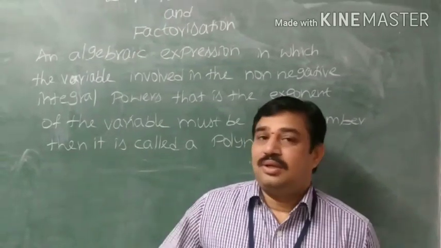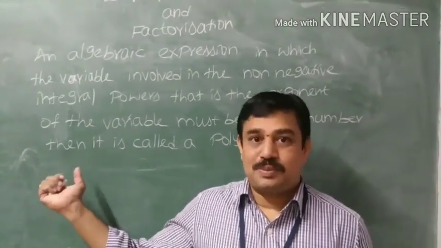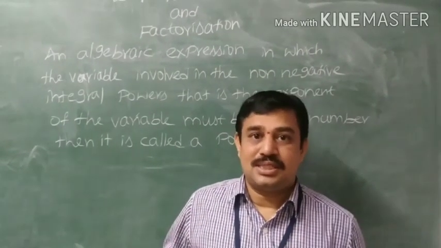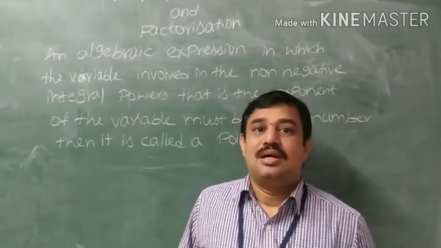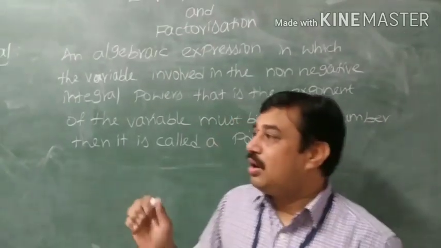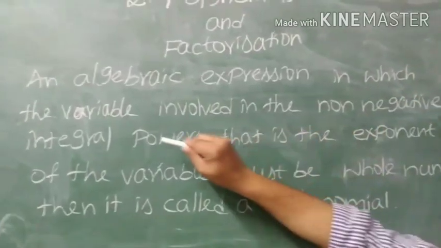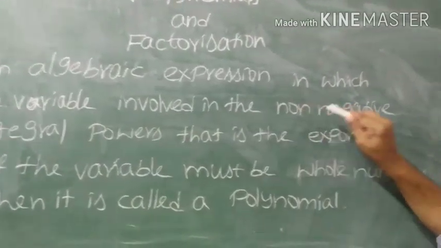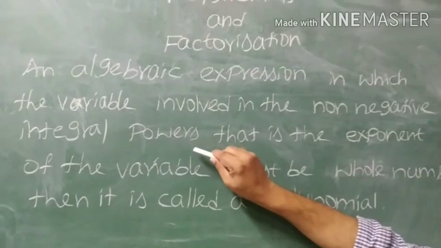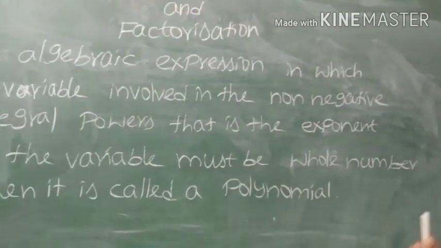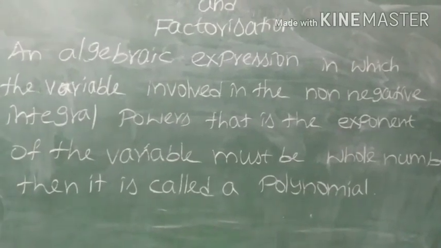Last class we discussed types of expressions, such as monomial and binomial. Today we will discuss polynomials. What is the meaning of polynomial? A polynomial is an algebraic expression in which the variable is involved in non-negative integral powers, that is, the exponent of the variable must be a whole number. Then it is called a polynomial.